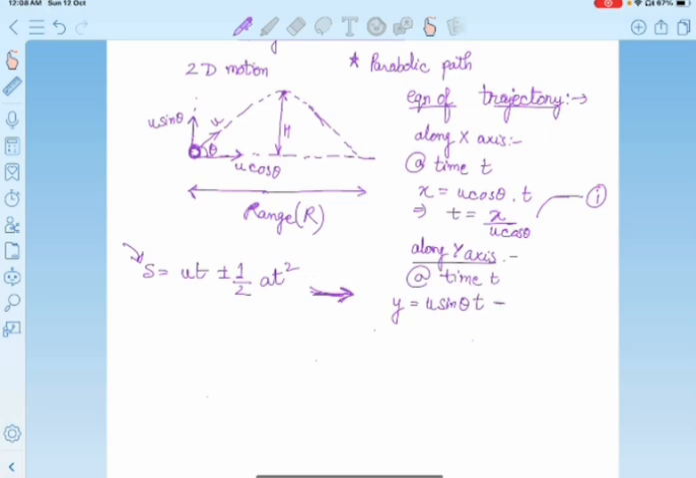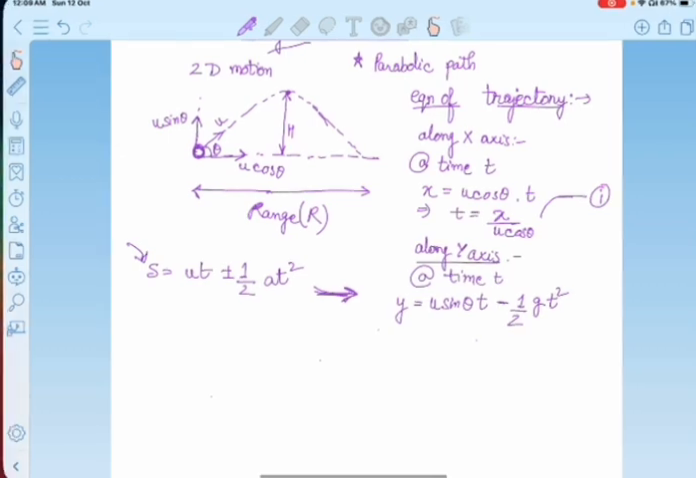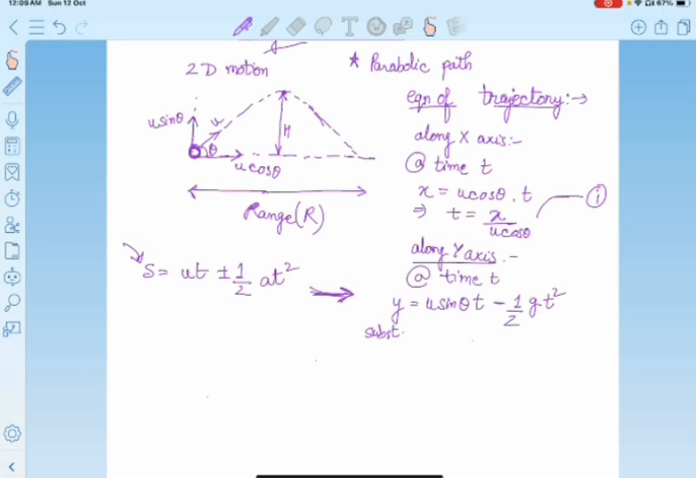Now why minus? Because the initial velocity is upwards, that is towards the positive y direction, and the acceleration, that is g, is towards the downward direction. Therefore, we have a minus sign here. Then we have half g t square. Now we are going to substitute the value of t from equation 1.